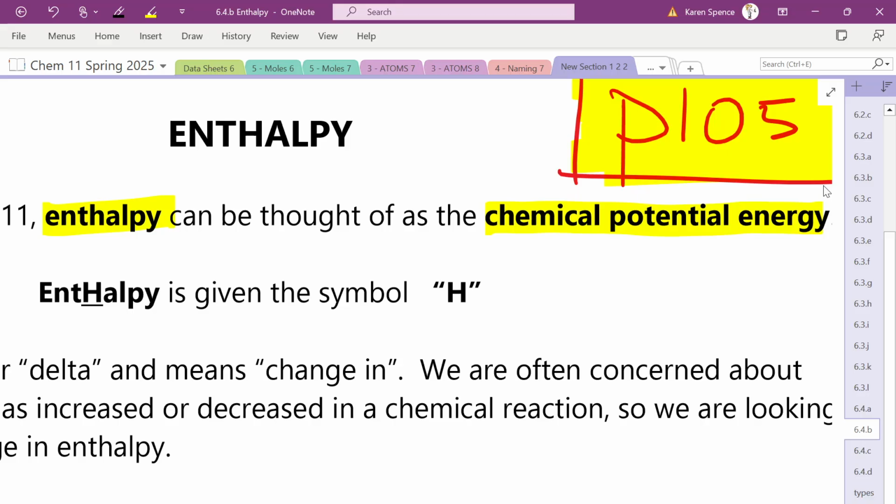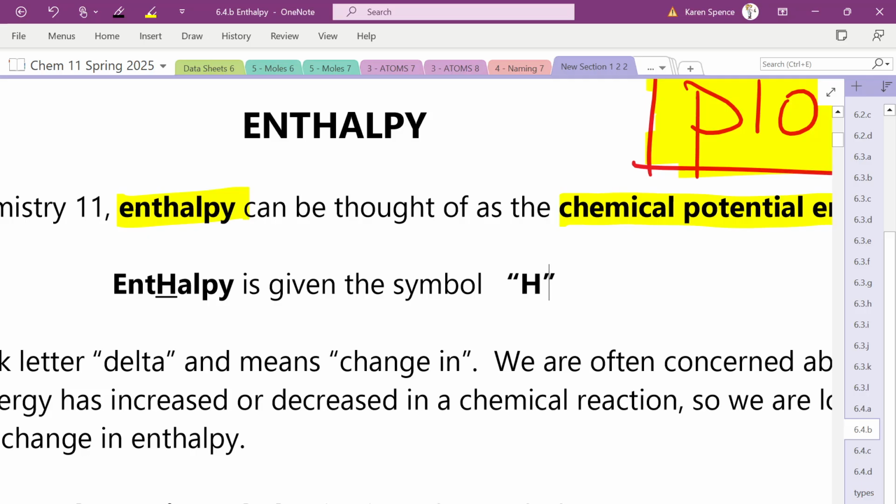Enthalpy, a quantity defined by the relationship H equals E plus PV. The enthalpy change delta H for a reaction that occurs at constant pressure is the heat evolved or absorbed in the reaction, delta H equals QP. Did we like that? No, I thought not. So we're going to think of it as the chemical potential energy, okay?